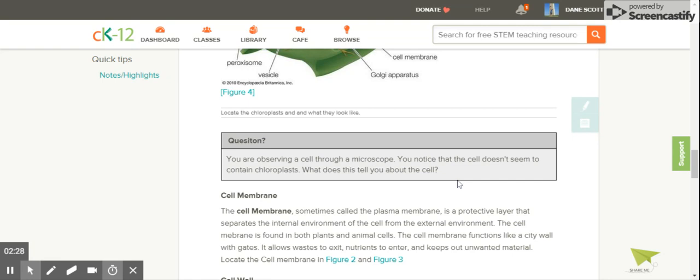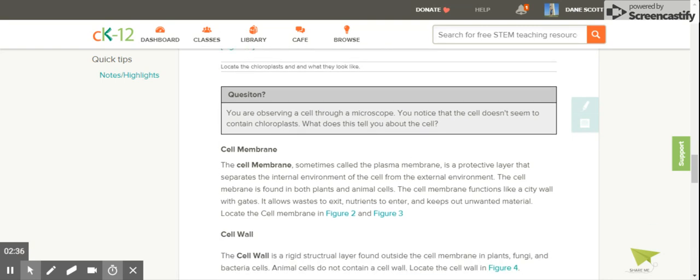Question. You're observing a cell through a microscope. You notice that the cell doesn't seem to contain chloroplasts. What does this tell you about the cell? Well, that tells us it's definitely not a plant cell.